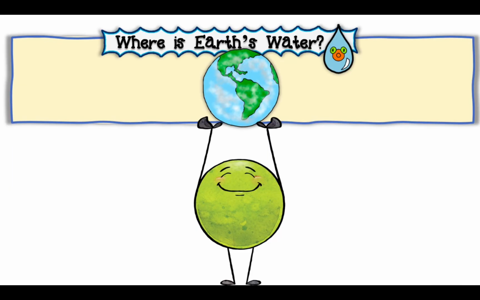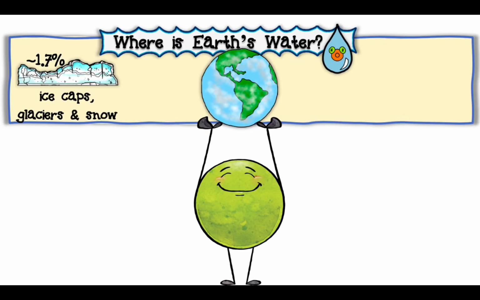And so, where is Earth's water located? If we take a look, ice caps contain about 1.7% of the Earth's water. That could be glaciers and snow, and so it is essentially stored water. And as it melts, the rivers and oceans around it rise.